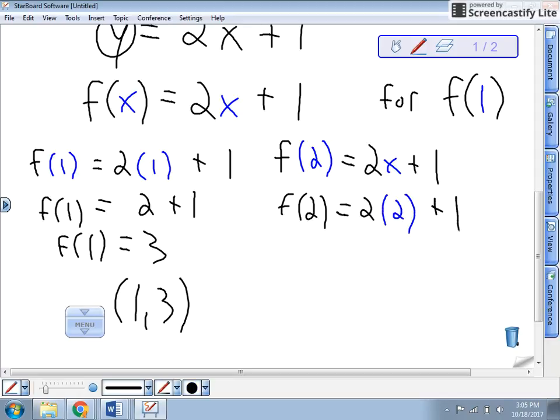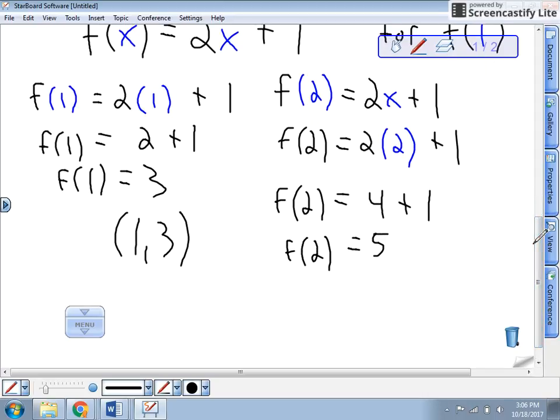Again, I'm repeating this step. You don't have to do this every time, but I just want to show you that. So f of 2 equals 2 times 2, which is 4, plus 1. So f of 2 equals 5. So again, as an ordered pair, we just found 2, 5.